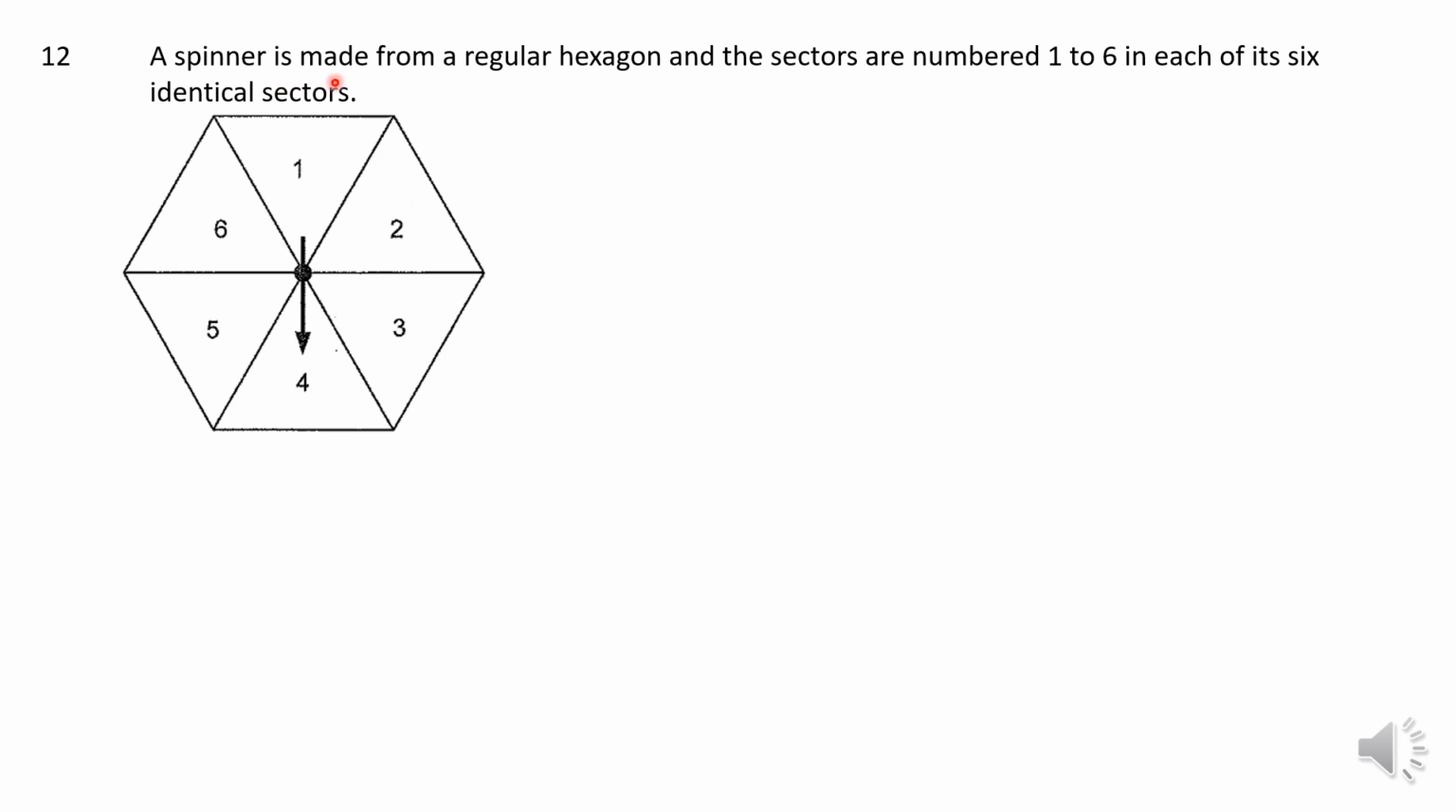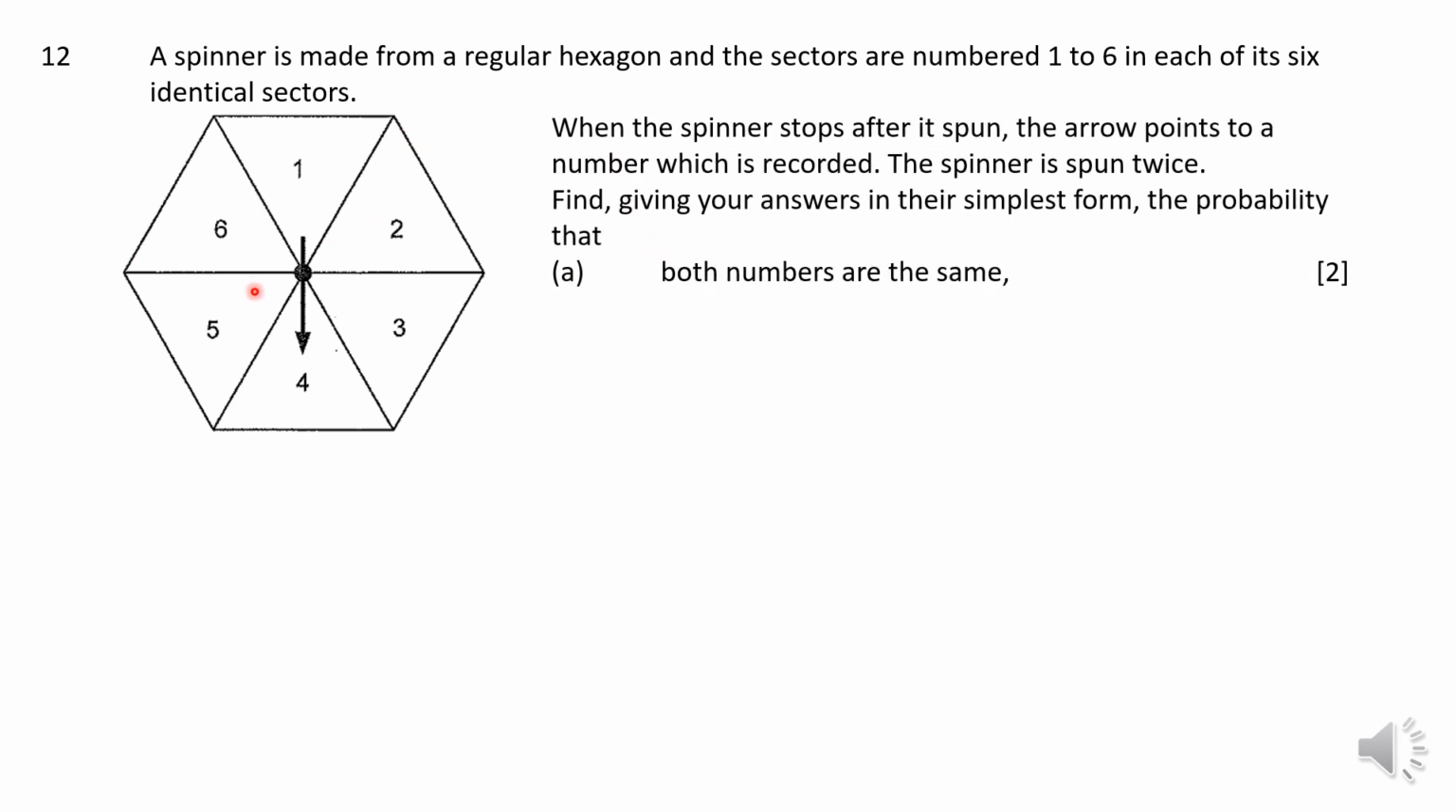So you have a spinner that is made from a regular hexagon, and the sectors are numbered 1 to 6. The sectors look like equilateral triangles, and they are identical. So when you spin this, it has a fair chance of landing on the 1, or the 6, or the 2.